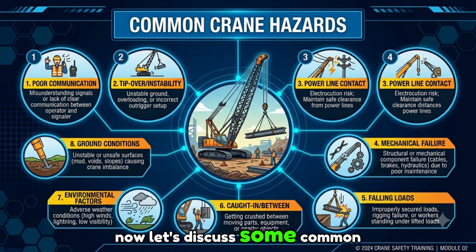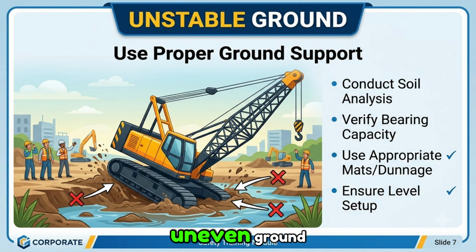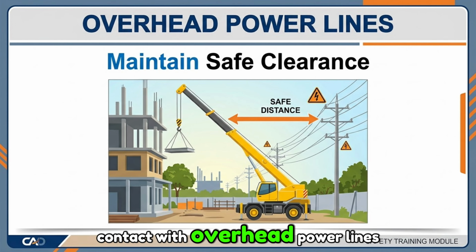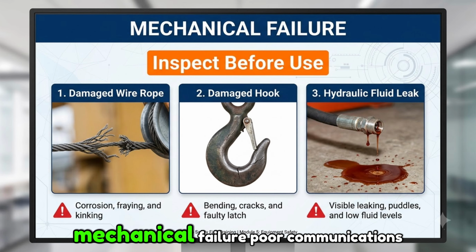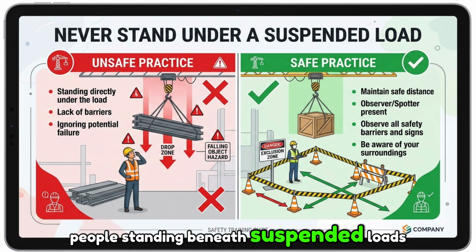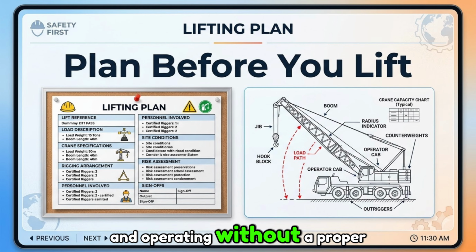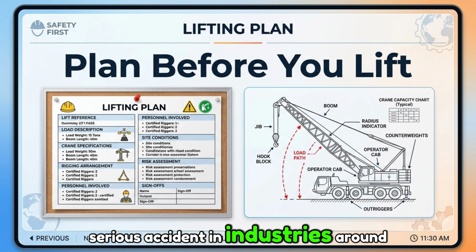Now let's discuss some common hazards associated with crane operations. Overloading the crane, operating on uneven ground, contact with overhead power lines, strong wind conditions, improper rigging, mechanical failure, poor communication, people standing beneath suspended loads, and operating without a proper lifting plan and permit. Each of these hazards has caused serious accidents in industries around the world.